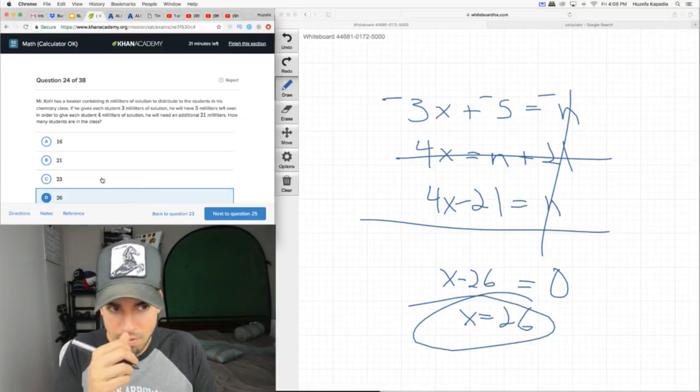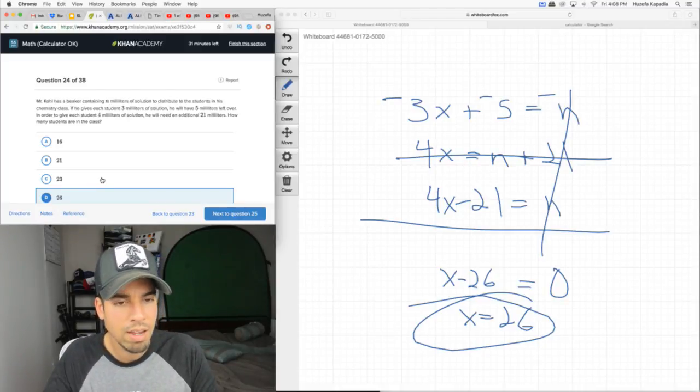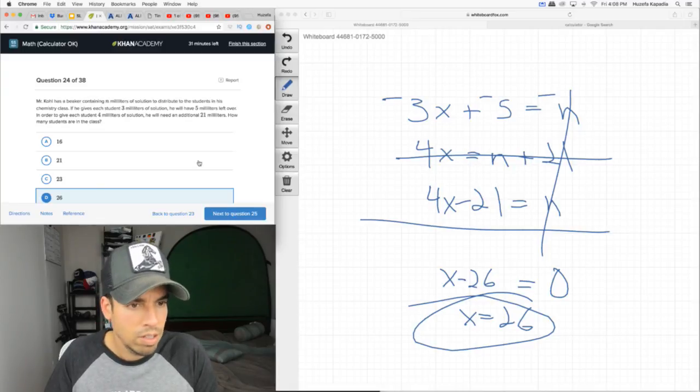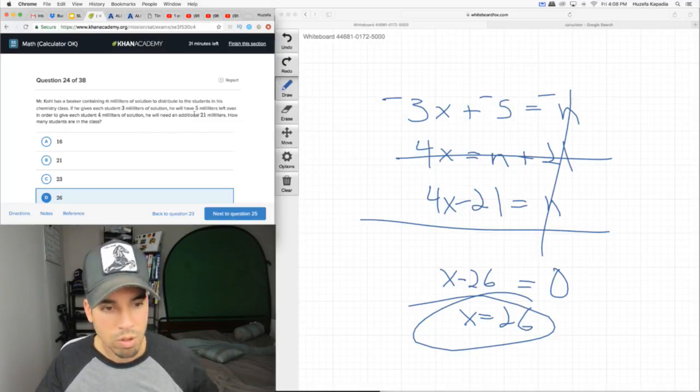And that makes sense. If each one gets 3, that's 78 plus 5 is 83. If each one gets 4 times 26, that's 104. And he has 83, so he needs 21 more. That's right.